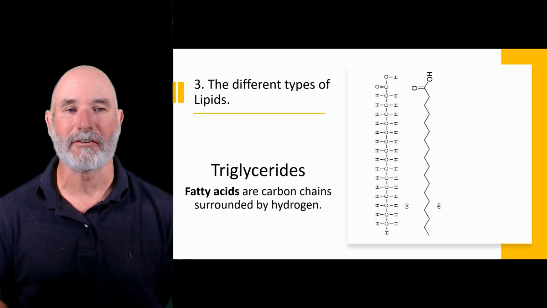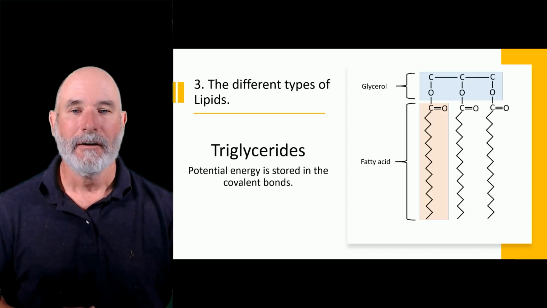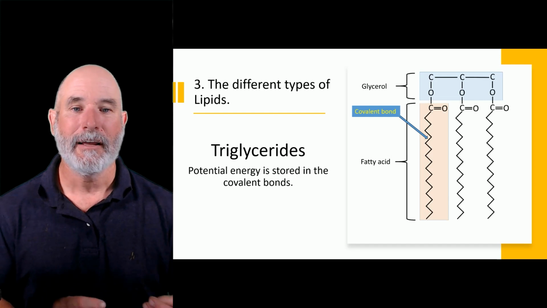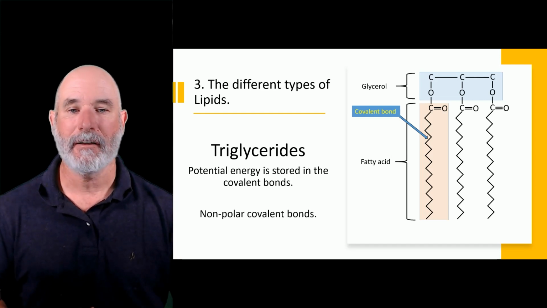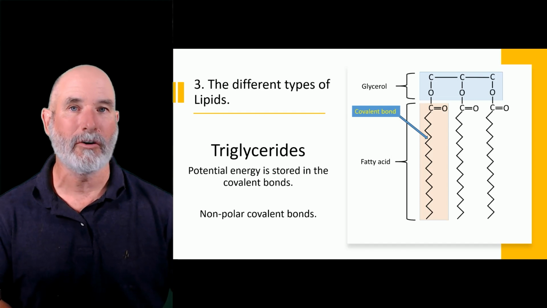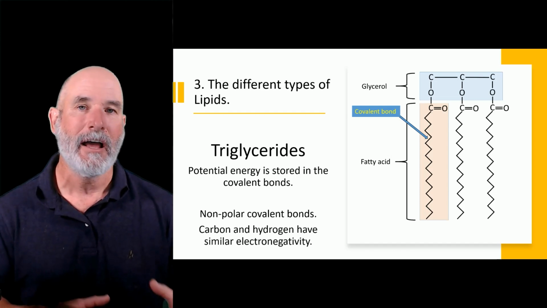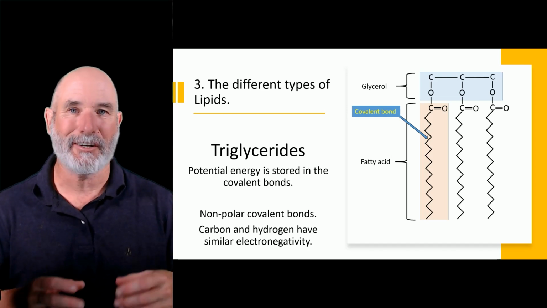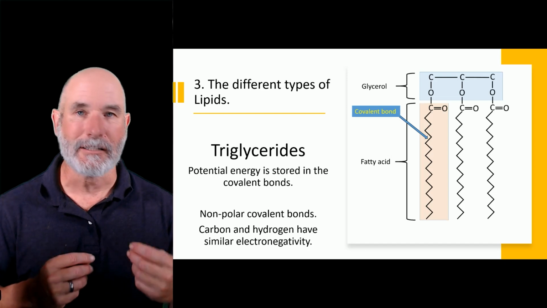So you often see these little lines over there, and those lines represent a covalent bond. So that potential energy is stored in those covalent bonds, in the electrons. And these are non-polar covalent bonds because carbon and carbon and carbon and hydrogen have very similar electronegativity. And because the electrons are shared equally, these molecules store a lot of energy.